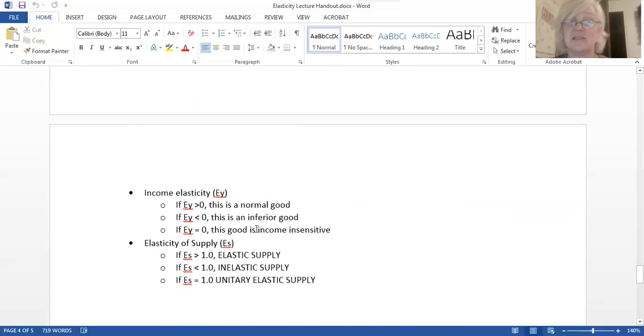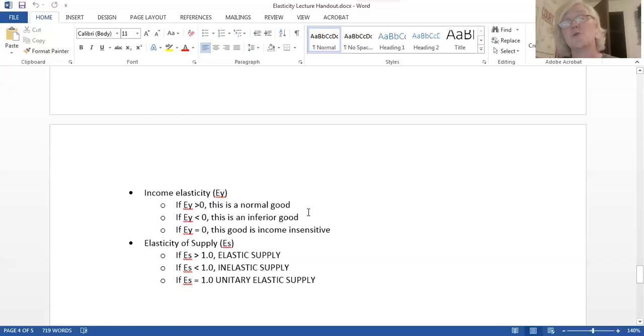If the income elasticity comes out to be positive, then that's a normal good. Income goes up, I buy more, normal good. If the income elasticity comes out to be negative, my income goes up and I buy less ramen noodles, that's an inferior good. If my income goes up and I don't change my consumption at all, then that good is income insensitive. And so those are your only three options. Nowhere in this interpretation of income elasticity do you see the words unitary, inelastic, or elastic.